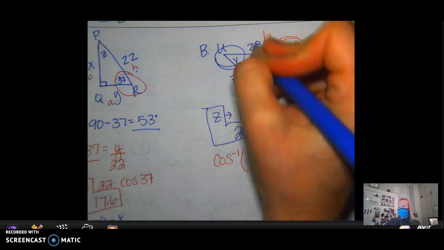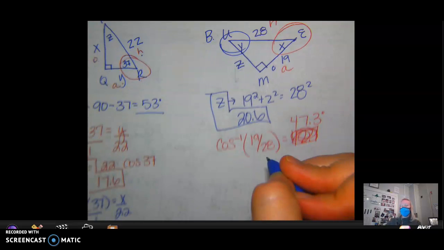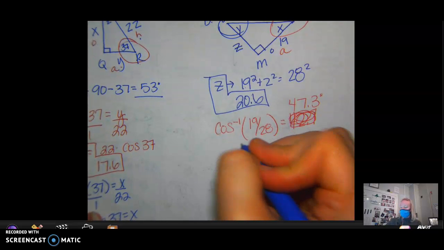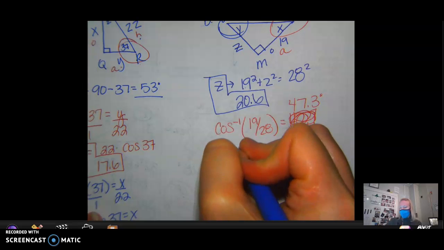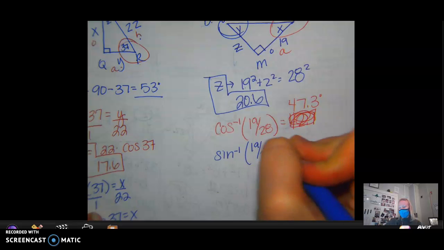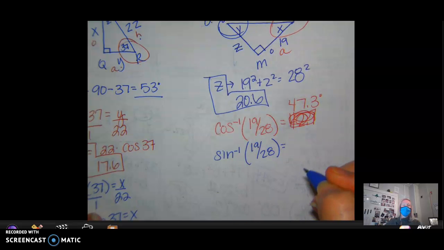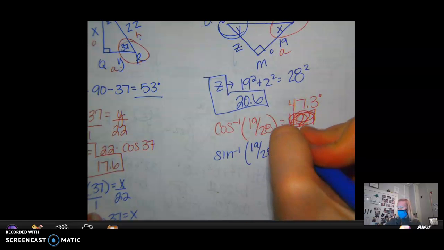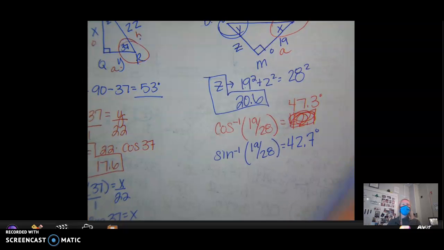Okay, now if I wanted to find Y, I'm going to use those two same sides. Now that is opposite, and this is still hypotenuse. So which one uses opposite and hypotenuse? So sine inverse, opposite is 19 over 28, so it's the same ratio, right? But now we're doing it with sine versus cosine. When I do that, you should get 42.7. Could you have also just subtracted from 90? Yes, and that would have been just fine.